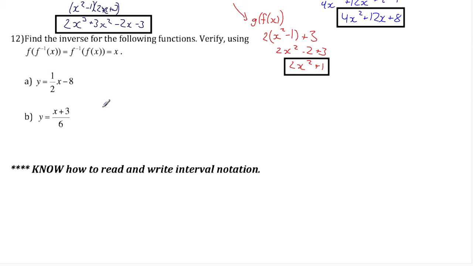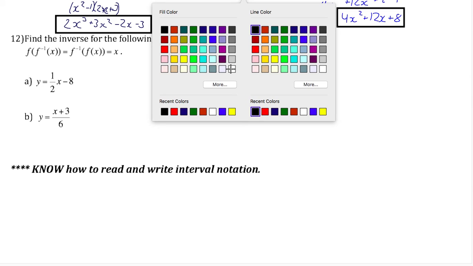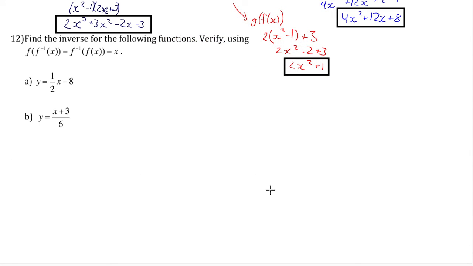Here, verify that these are the inverses. Yes, know how to read and write interval notation. If you don't mind, I'm actually going to, real quick, get rid of that. So now I can do the space. Find the inverse and then verify.